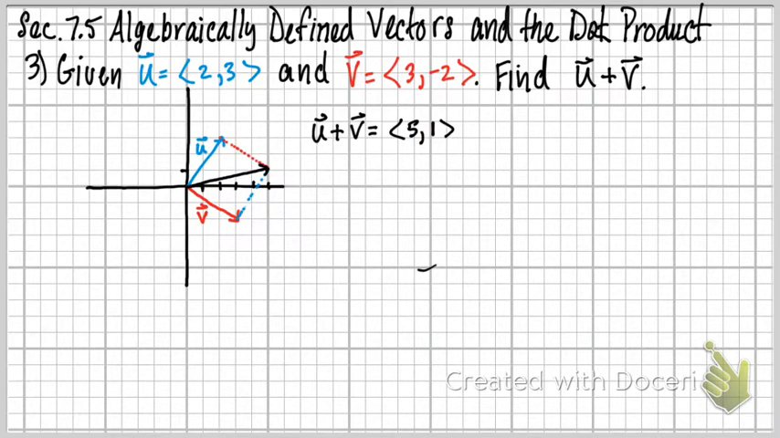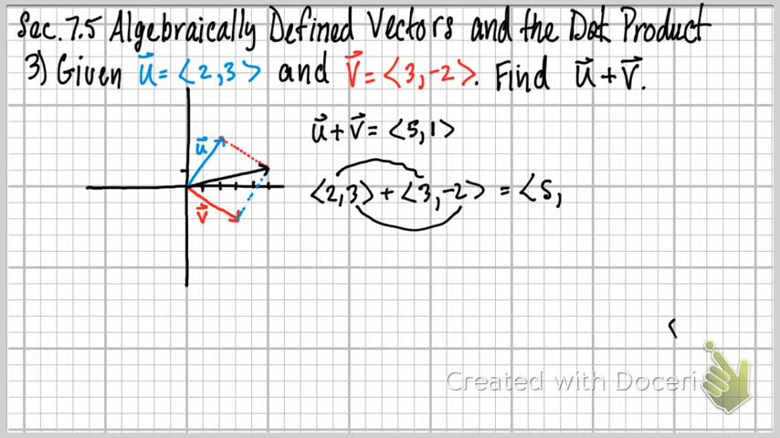Now take a look at this. This is so much nicer way to look at this. So now if I just think about these things algebraically, I'm really going to have my u being (2, 3), plus my v being (3, -2). And then if I add these, it's just going to be a component-wise addition, so I'm going to add these two here, and then those two there, and that's going to be 5, and then 3 plus a -2 is going to be 1.